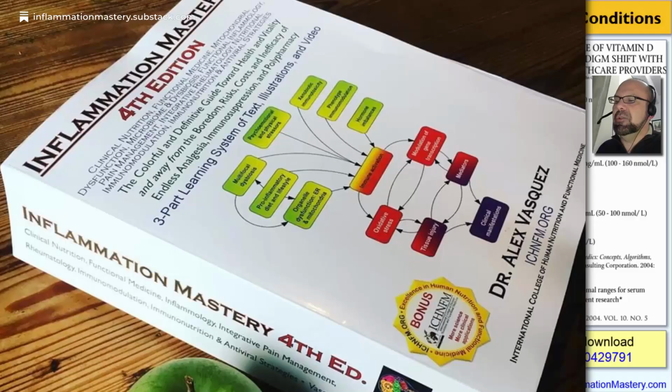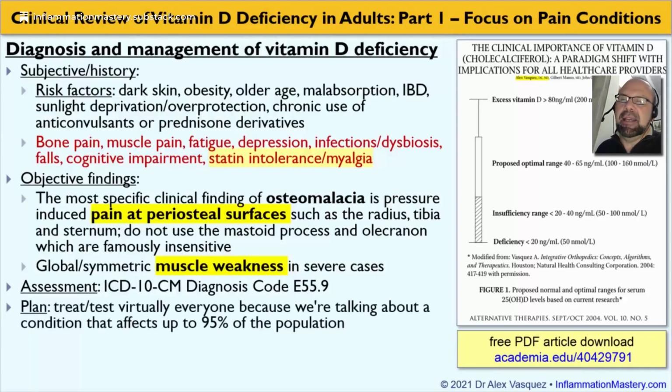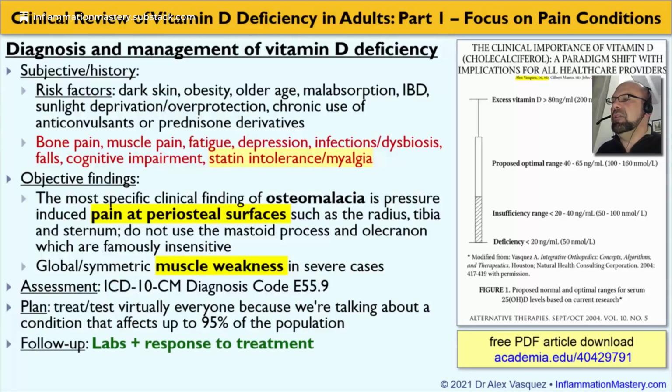We assess this with laboratory tests. We provide a diagnostic code, as you can see here, from the updated ICD-10. We base that diagnosis on lab tests, as I've reviewed for you here. You can download that in the articles, and I'll show you an updated version of that in just a moment. Our plan is to treat and test virtually everyone because we're talking about a condition that affects up to 95% of the population. How do we follow this up? We follow up with labs and response to treatment, just like everything else.